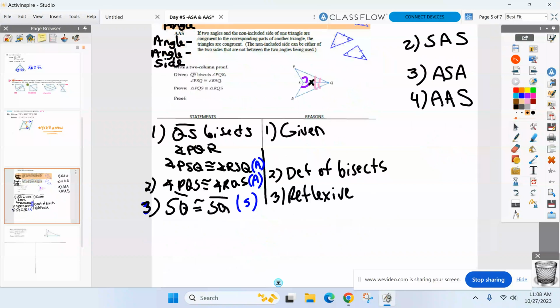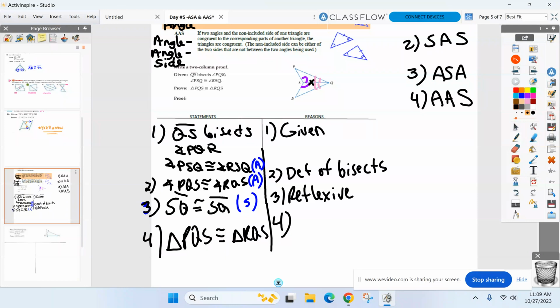And now we know the triangles are congruent. No big deal. Just copy the proof statement. PQS congruent to RQS. Got it. Now it's angle-side-angle or angle-angle-side. Is the side in between? If it helps you out, put your hand, your pencil, your paper over one of the triangles and see if that reflexive side is in between or not.